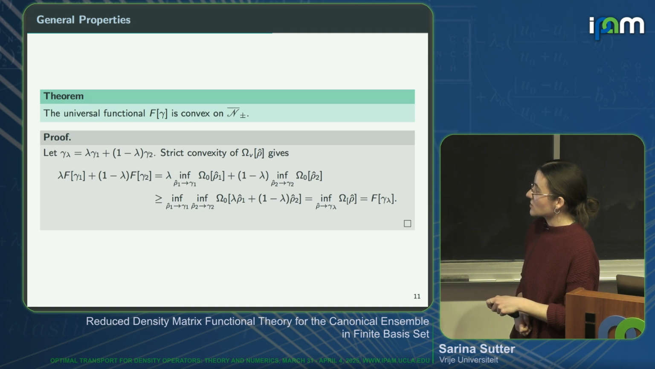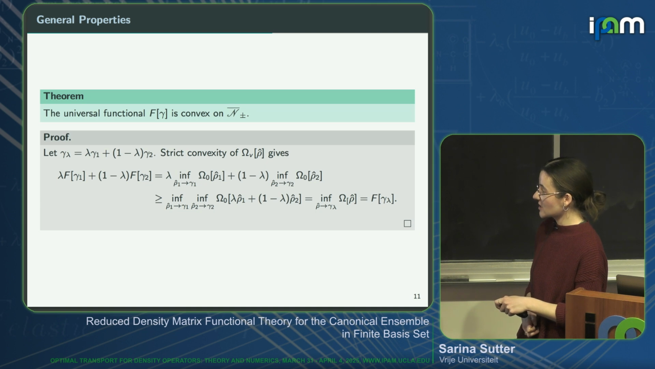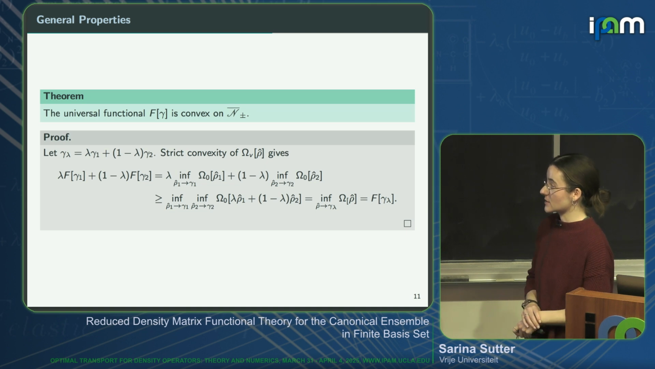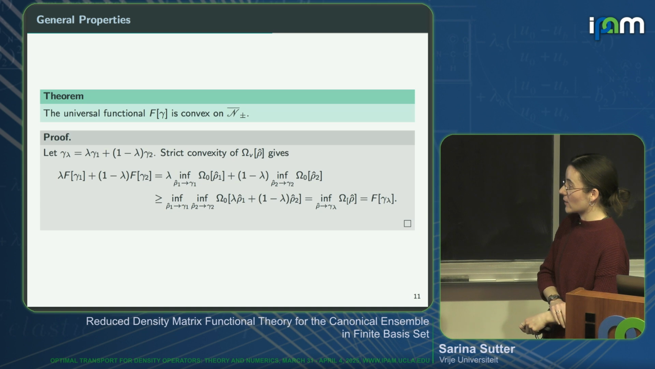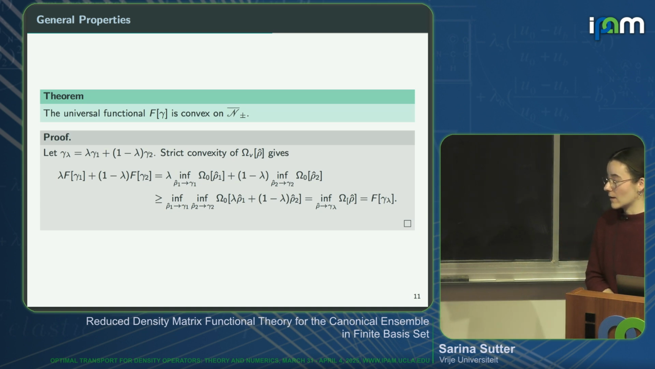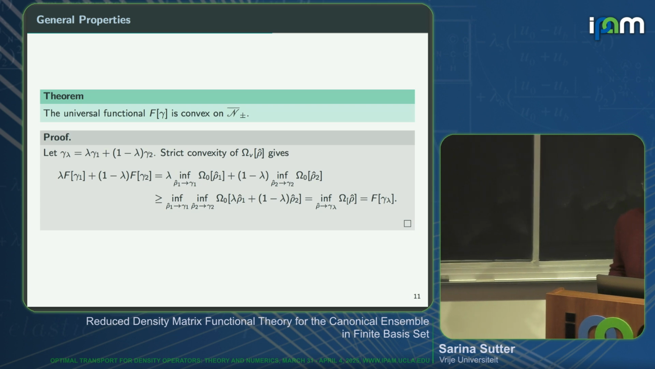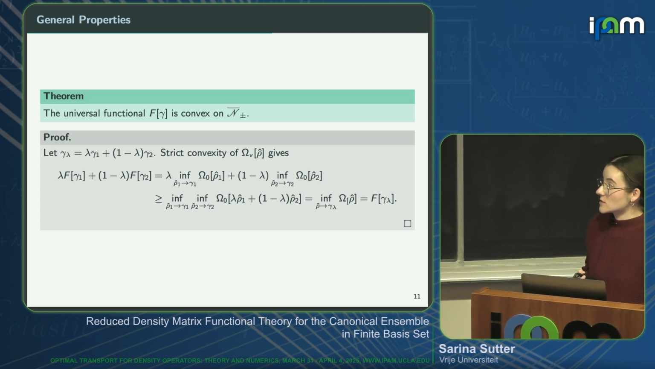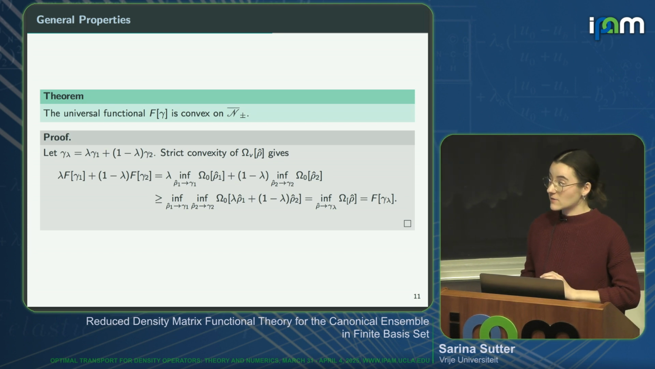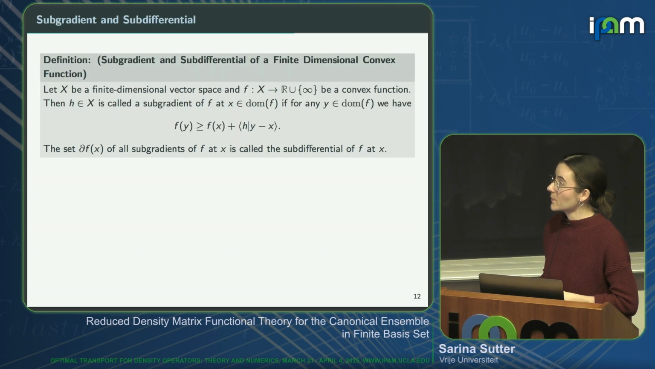I made a mistake here, I'm sorry. This is the Helmholtz functional with zero potential, where we have the infimum over density matrix which produces our 1-RDM gamma lambda, and this is by definition our universal functional at the 1-RDM gamma lambda. So now we know that our functional is convex, and convex functions have some nice properties.